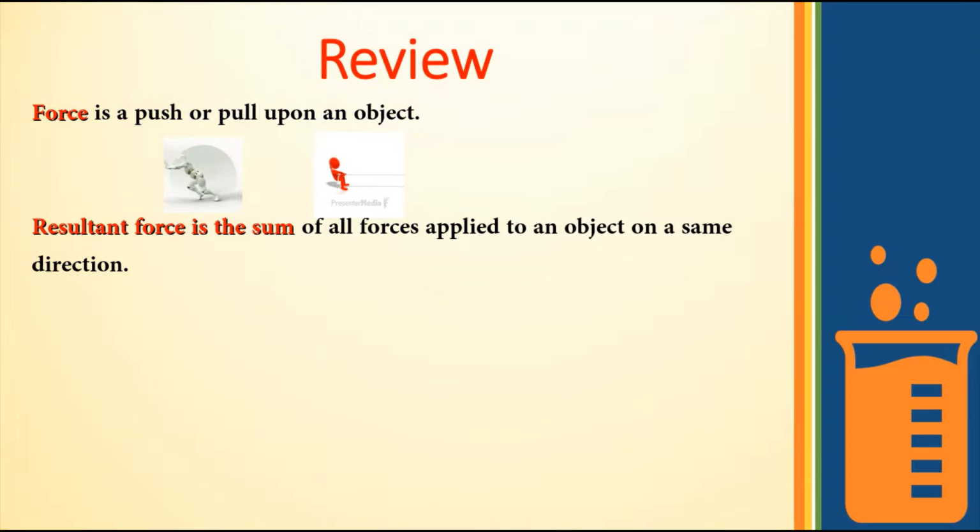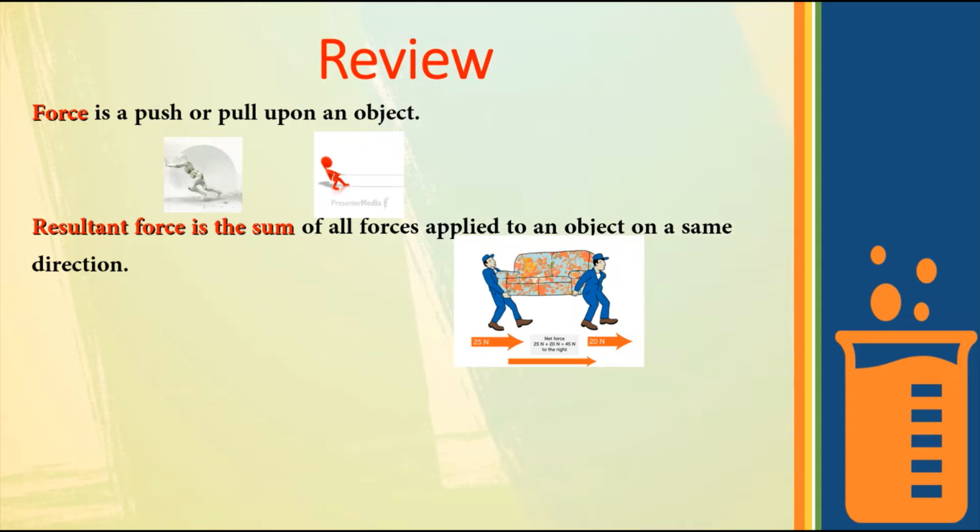If the forces applied to an object are in the same direction, they will be added together. Okay, so look at this picture. 25 Newton to the right and 20 Newton to the right, because there are two people carrying a couch. So the resultant force is also called the net force. So how do we get the resultant force? Simply add the two forces applied on the object. So 25 Newton plus 20 Newton is equal to 45 Newton to the right.